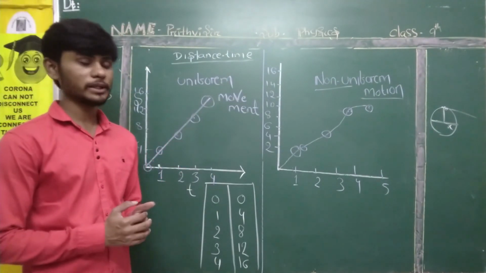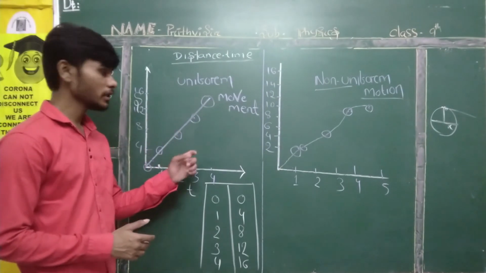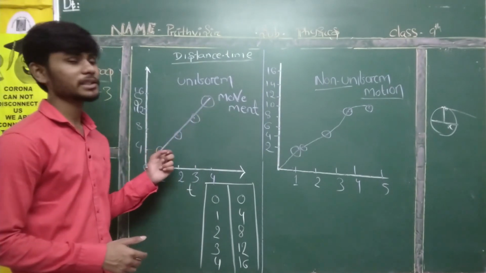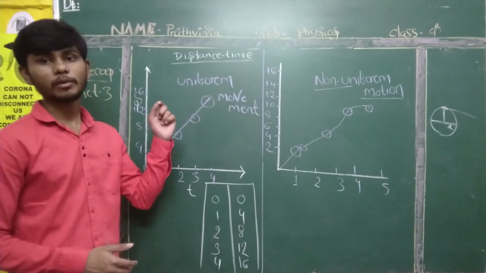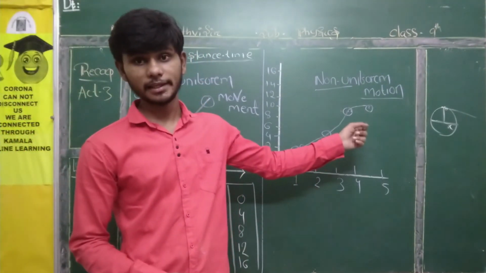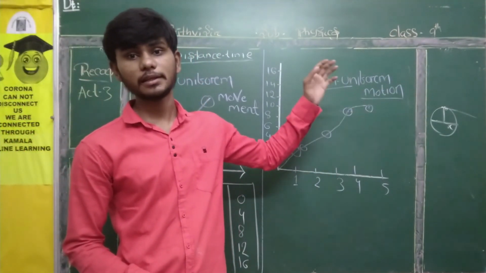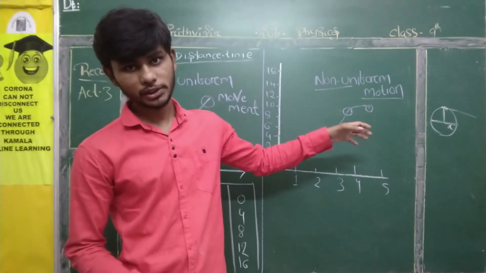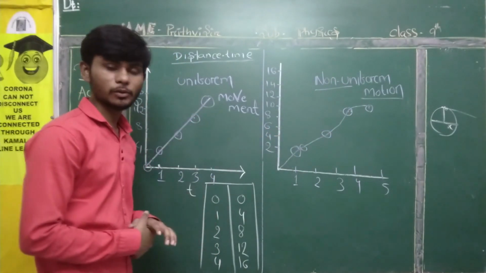Always remember, students, if the distance time graph comes as a straight line, then you will say the object is moving in what? Uniform motion. If it is not coming as a straight line, then you will say the object is moving in non-uniform motion. So both uniform and non-uniform motion, you are all clear.